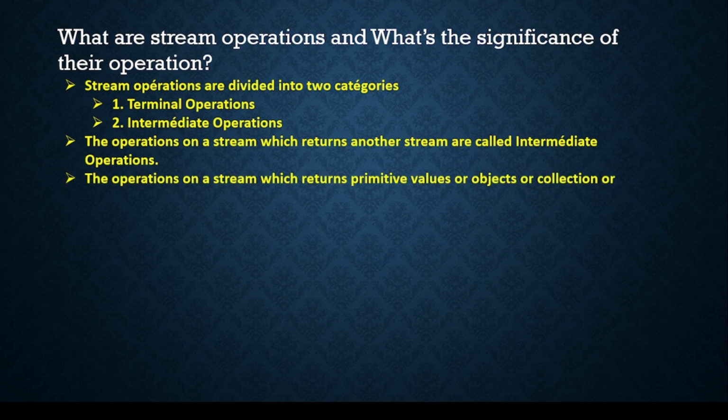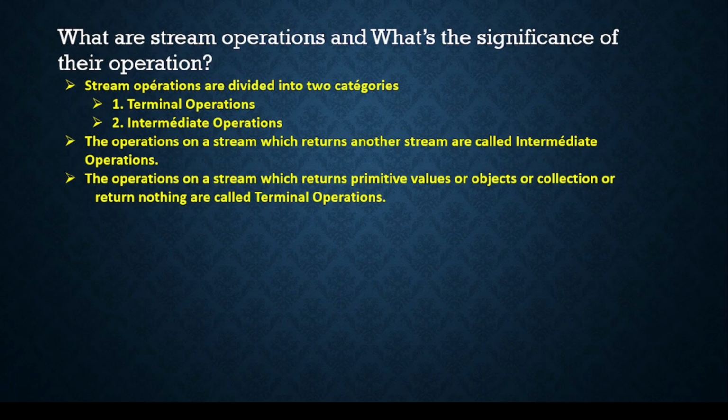Okay, and another one is the terminal operation, the operation on a stream which returns primitive values, an object or collection, or returns nothing. That is called a terminal operation. For example, we have a list or array of numbers 2 3 4 5 6. We want to find the average or max of this array, or the min, the minimum number from this array. That time we are going to use the min or max function. Okay, that is the terminal operation.